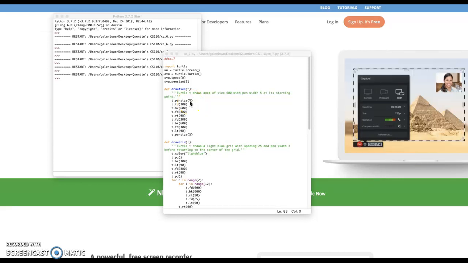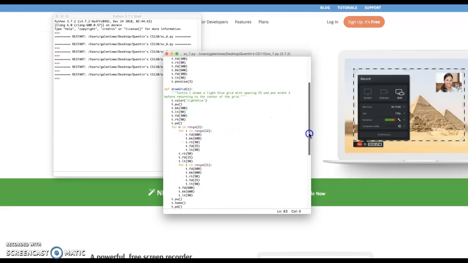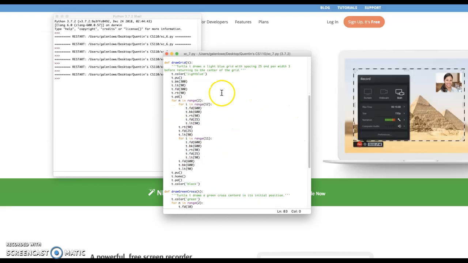The pen size is increased at the beginning and decreased back to 3 at the end, so that the axes are bigger than the grid in the background. So for the grid, the colors change to light blue and change back to black at the end. And the turtle moves to the top left corner of the grid.